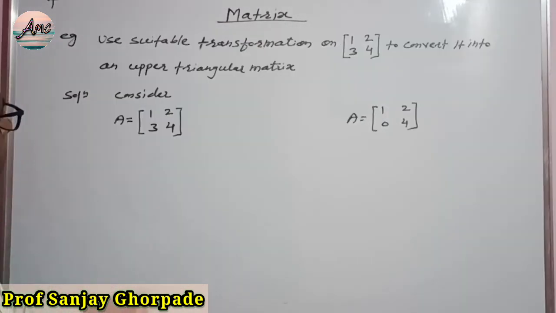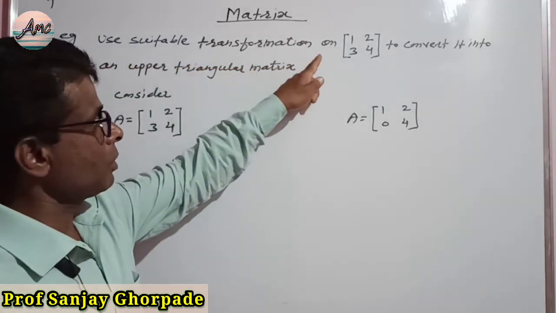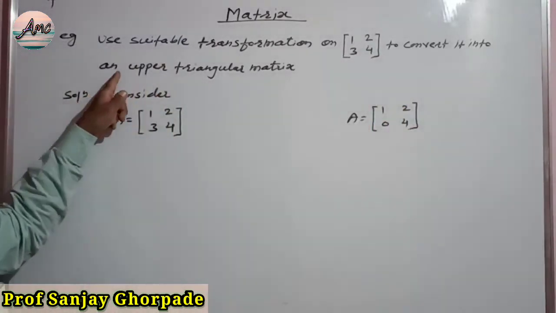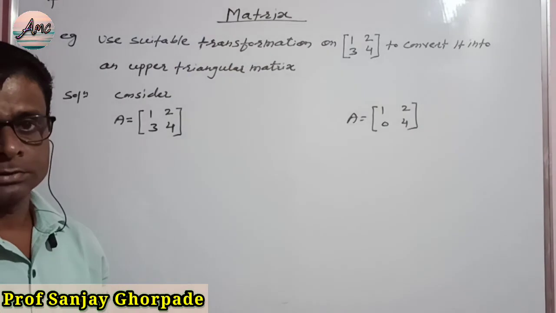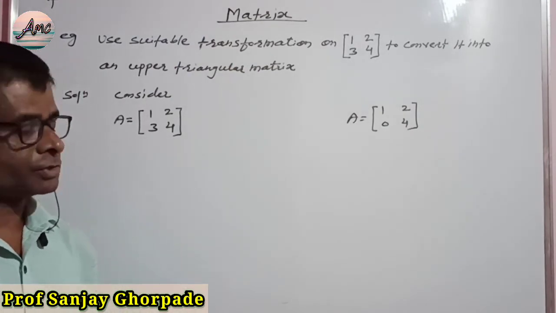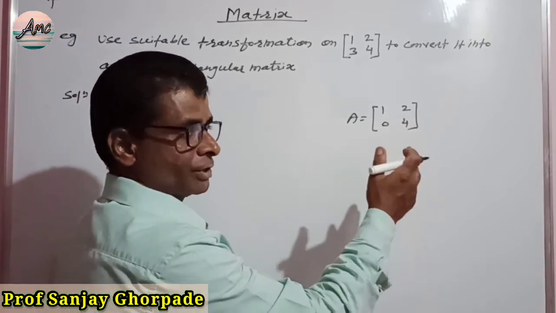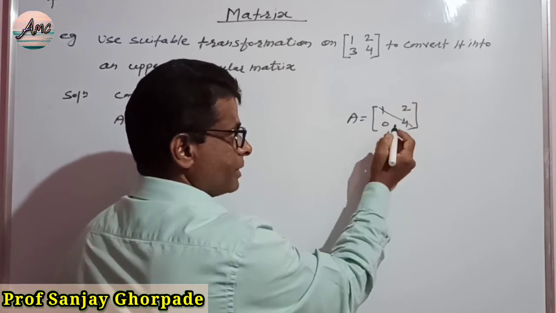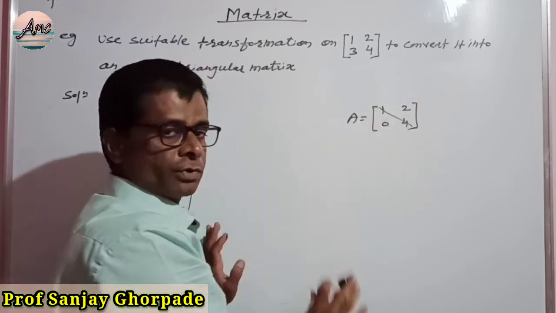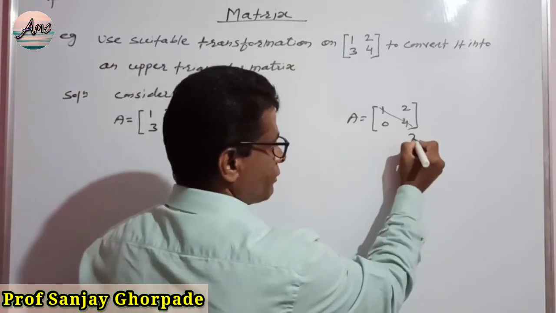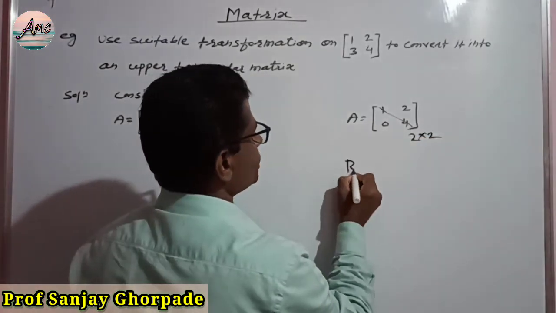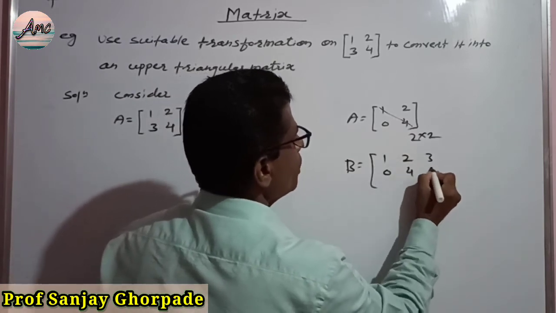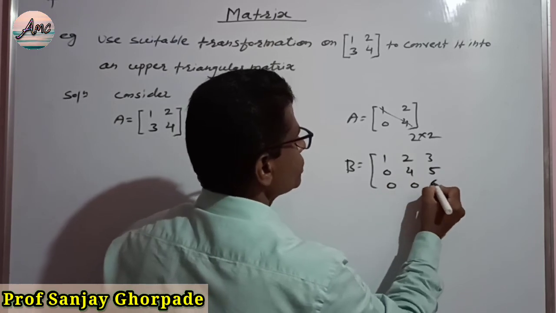Take the next example. Use suitable transformation on the matrix 1, 2, 3, 4 to convert it into an upper triangular matrix. What do you mean by upper triangular matrix? A square matrix in which all the elements below the principal diagonal are 0 is known as the upper triangular matrix. This is in case of 2 by 2. If I consider one more matrix, say 3 by 3, say 1, 2, 3, 0, 4, 5, 0, 0, 6.